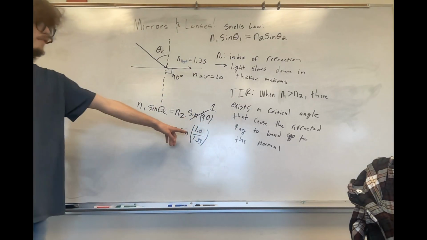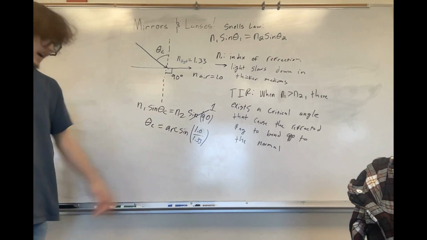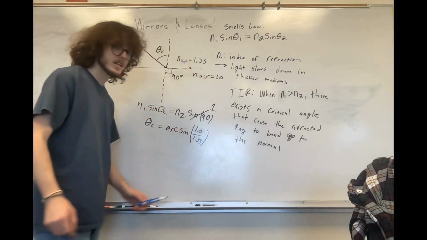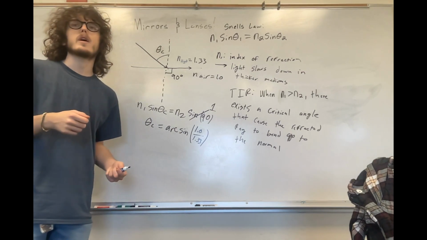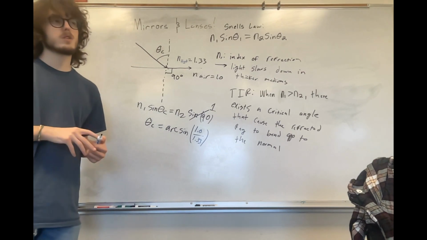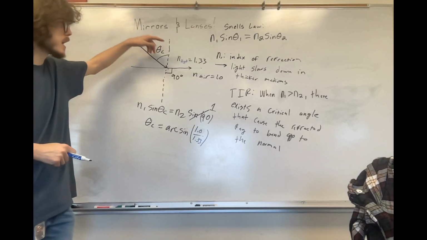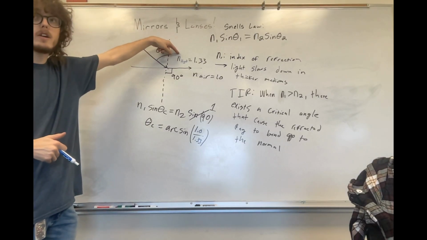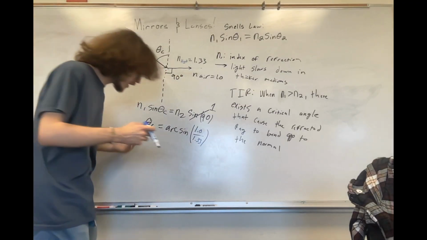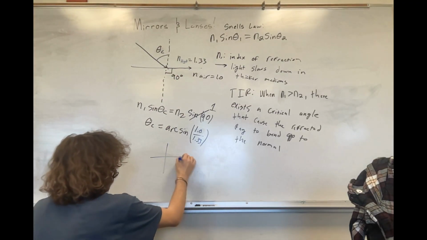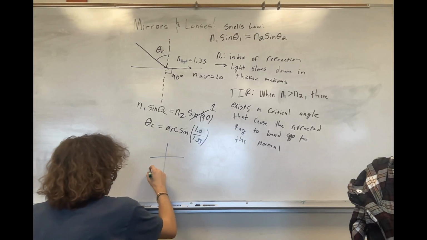Now, whatever is in here needs to be less than 1. I hope this is very important. You might get questions that will ask you, going from this medium to this one, where can you see total internal reflection? It has to be from a medium with a higher index of refraction to a lower index of refraction. And to understand this, you just need to know the arcsine function, and it looks something like this.